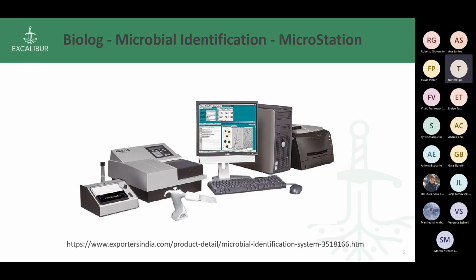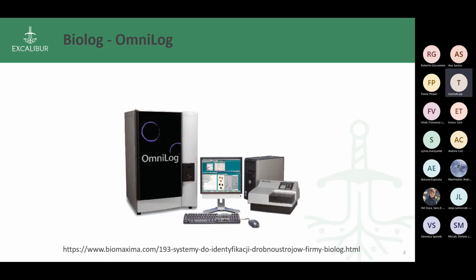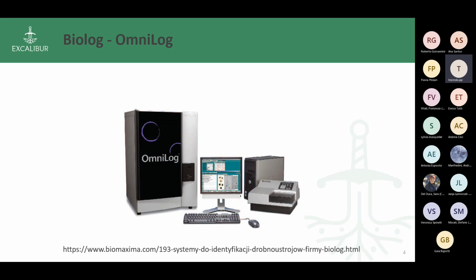So there are two types of BIOLOG system. The first one is the semi-automatic microbial identification system with the MicroStation. The second one is the Omnilog system. This is the MicroStation system with a huge incubator with a camera inside. Enrico told you already that with this camera you can measure the color development in time, so you can obtain some enzymatic kinetics.